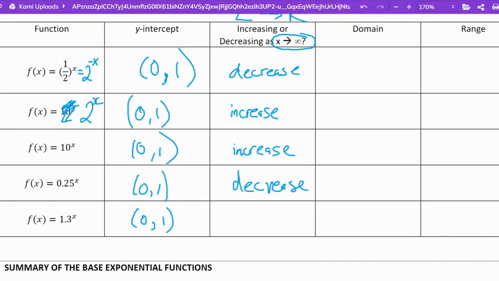I've got to check this. I can't, right? How am I going to check it? Desmos. f of x equals, I'm just going to test 0.25 to the power of x. You got it. Look, this is 0.25 to the power of x. Let's try another one. f of x equals 1.3 to the power of x. Hey, good stuff. Yes, 1.3 to the power of x increases.